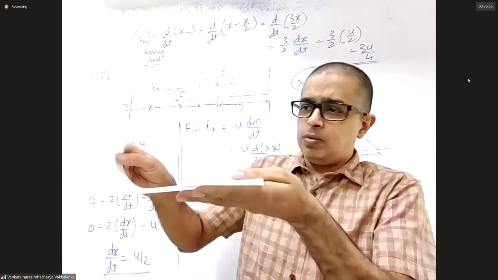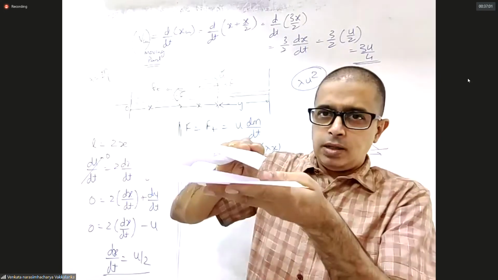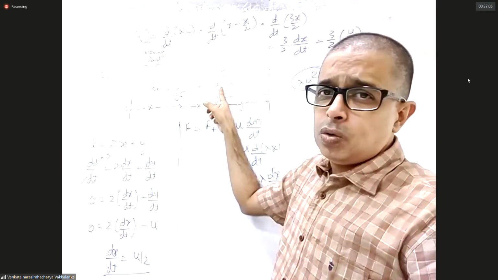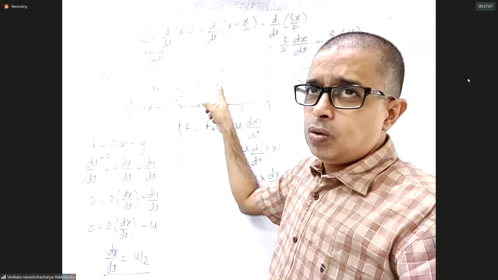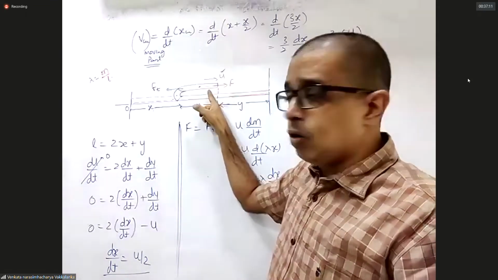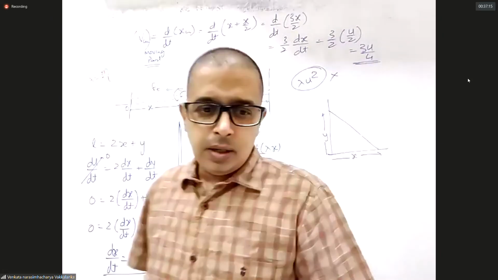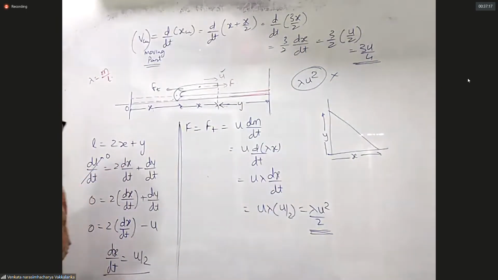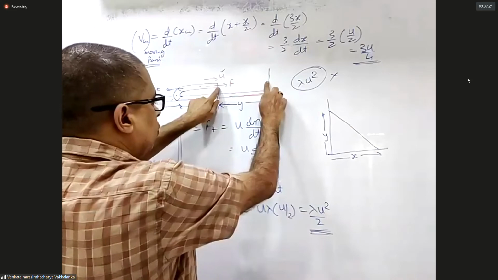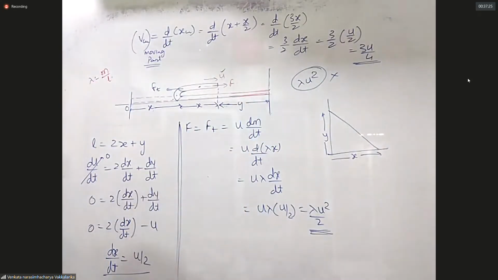Lower part doesn't move. The upper part is moving this way. So the upper part's velocity is u. Is this point clear to all? Did you understand the question? The velocity of the upper part, understood. So this distance is y. What is the problem in understanding dy by dt is minus u?